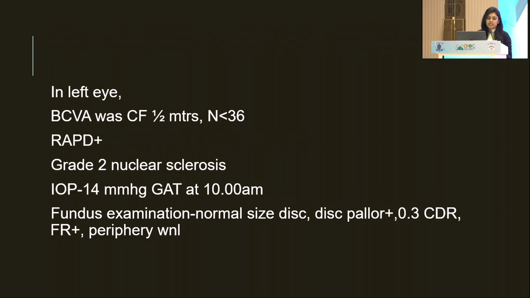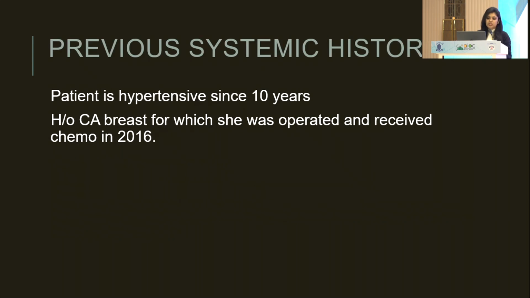In the left eye, best corrected visual acuity was counting fingers at half meter, N less than 36, RAPD was present with grade 2 nuclear sclerosis, and intraocular pressure was 14 millimeters of mercury on Goldmann applanation tonometry at 10 a.m. Fundus examination showed a normal size disc with disc pallor and 0.3 vertical cup disc ratio. Foveal reflex was present and periphery within normal limits. Previous systemic history showed the patient was hypertensive since 10 years and had a history of carcinoma breast, for which she was operated and received chemo in 2016.